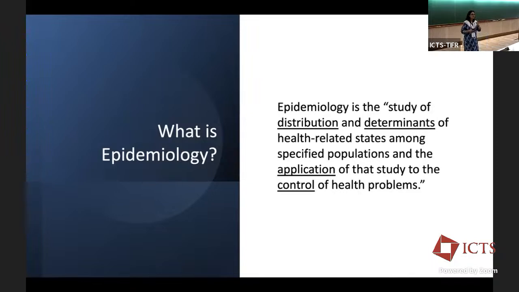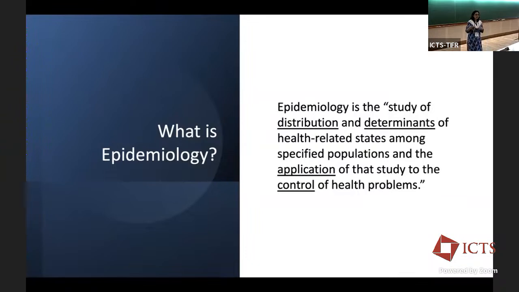Epidemiology does not limit itself to disease. We look at health events. So the event could be beyond disease as well. As I said, a lot of exposures are social or environmental, which are really not disease. So the epidemiological research actually has a much broader mandate to look at all those health-related states and specified populations.